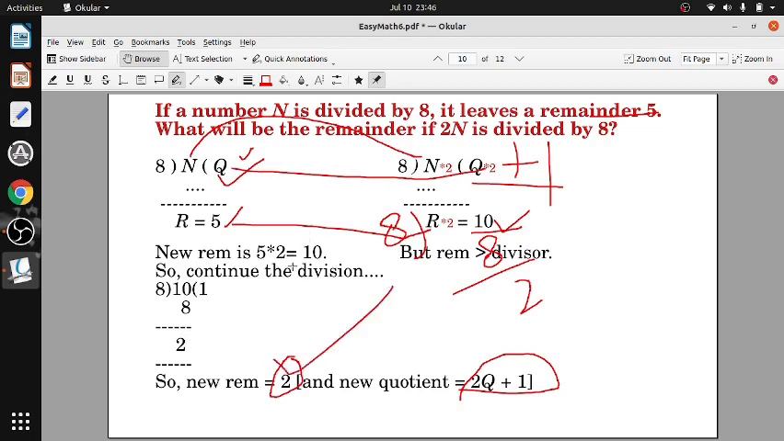What you did? The remainder you got 10. Continue the division. 8 ones are 8, remainder 2. And why we are continuing? Because remainder cannot be larger than the divisor. Remainder कभी भी divisor से बड़ा नहीं होगा. So continue the division. That's all.